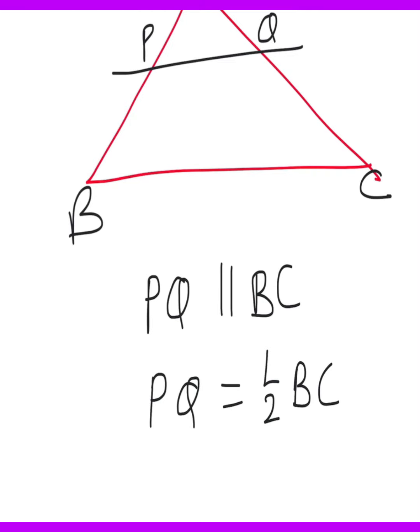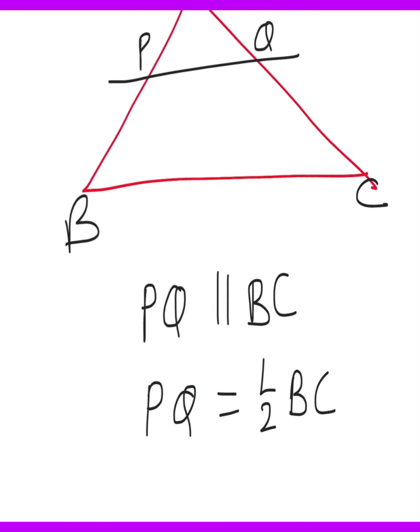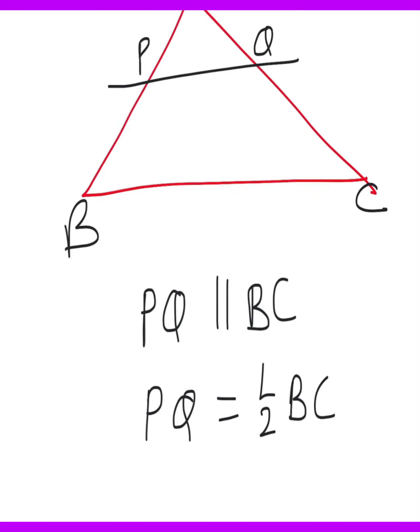And again I want to tell you one more thing: if PQ is parallel to BC, then 100% P and Q are the midpoints of sides AB and AC. Okay, so this is the converse of the midpoint theorem.